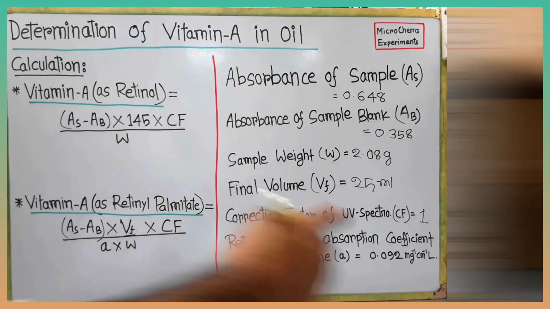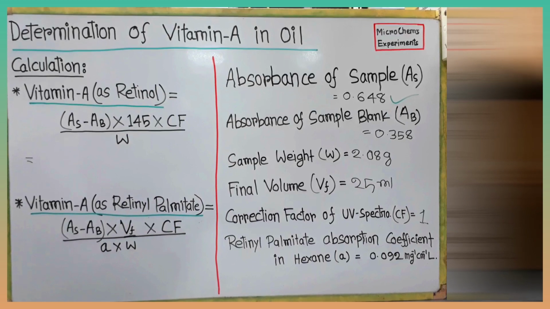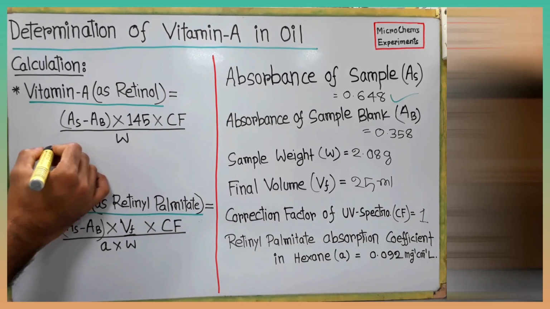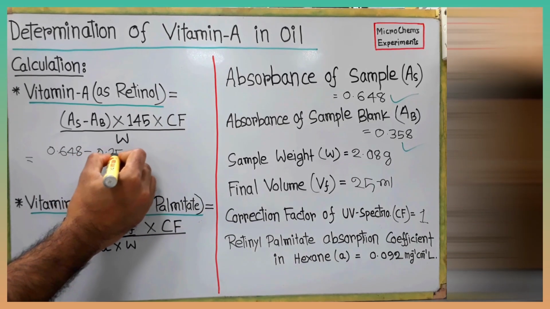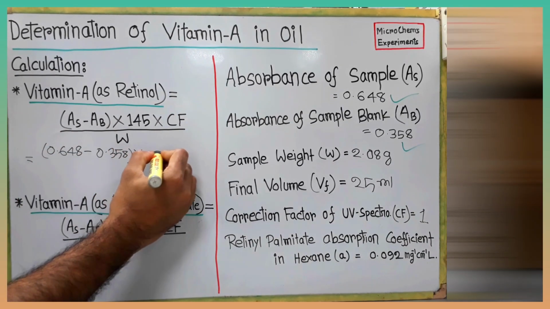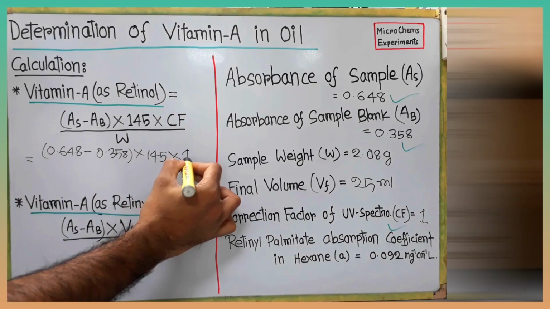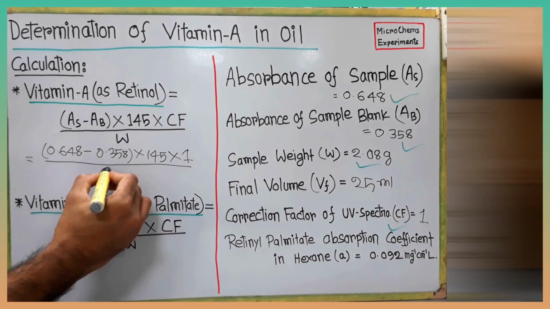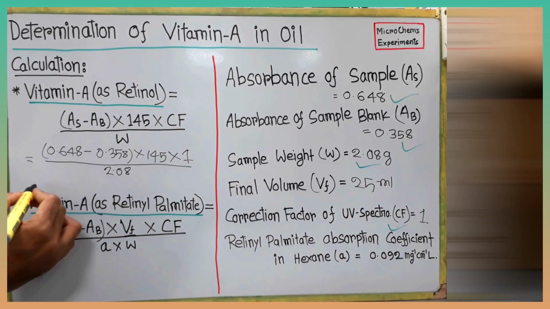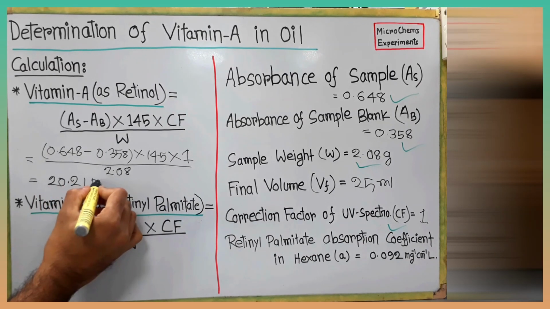We know that the retinyl palmitate absorption coefficient in hexane A is 0.092 liter per milligram per centimeter. Vitamin A is found in two forms, retinyl palmitate and retinol. Now we will put the values in the first equation to estimate the vitamin A as retinol. By solving the equation, we got the vitamin A as retinol in our sample is 20.21 ppm.